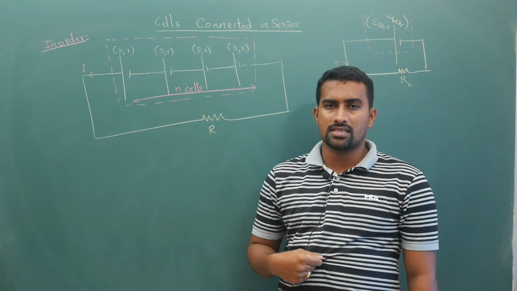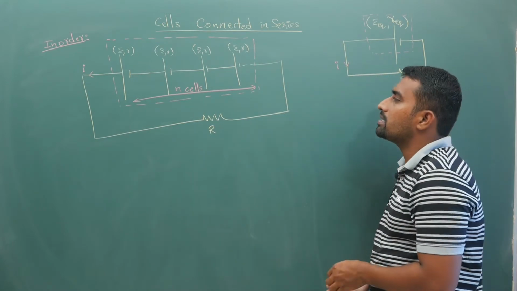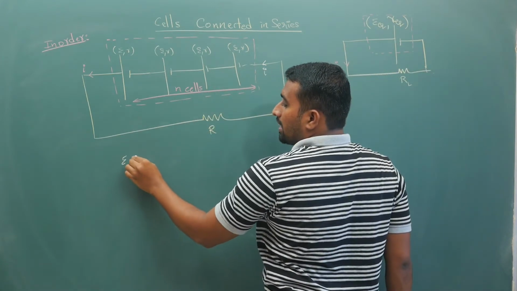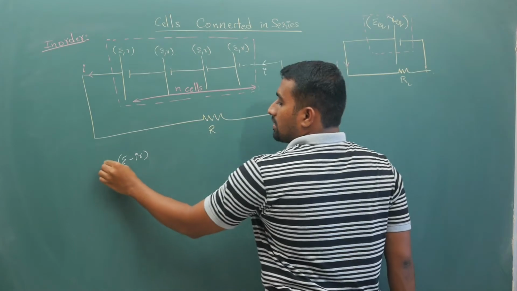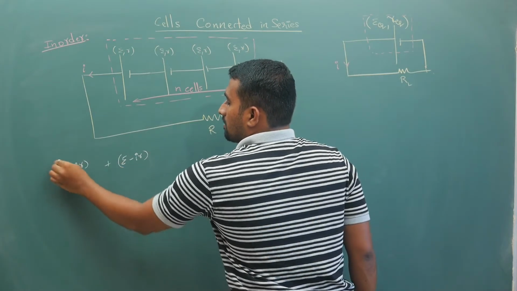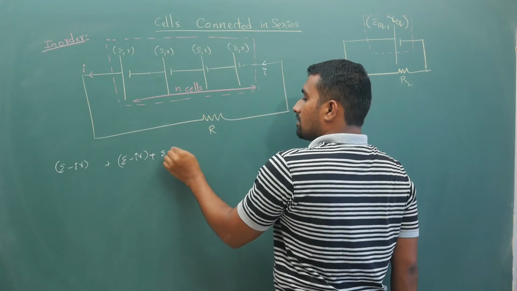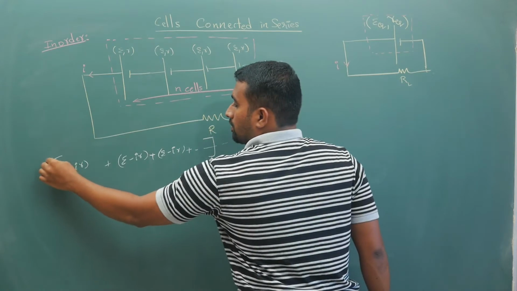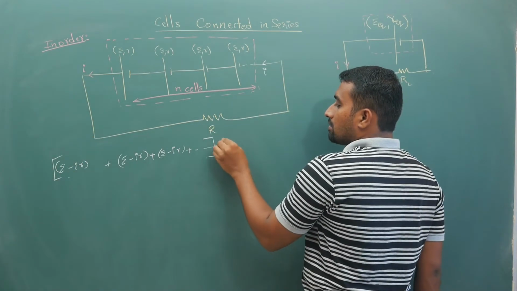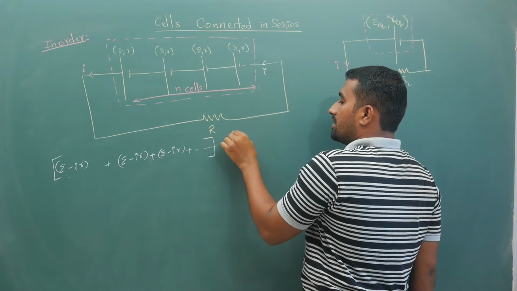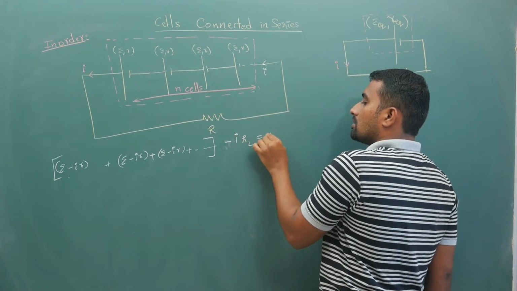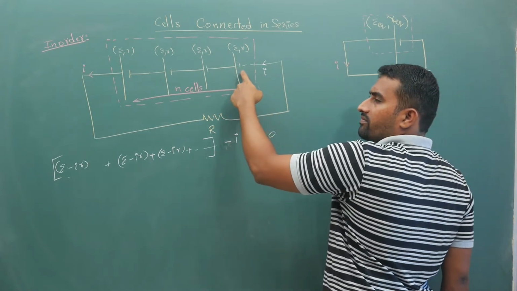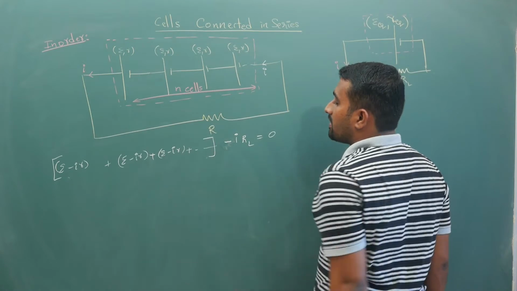Now, in an in-order connection like this, if you apply Kirchhoff's law while traveling like this, for the first cell you will have E minus Ir, for the second cell E minus Ir, for the third cell E minus Ir. If there are n cells, you get n times (E minus Ir) minus I times R load equal to 0. This is because for the first cell you are going from negative to positive, plus E in the direction of current, minus Ir.